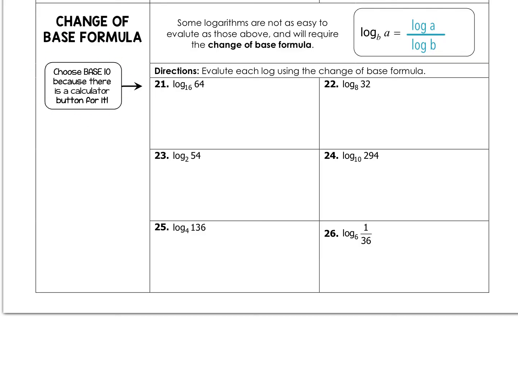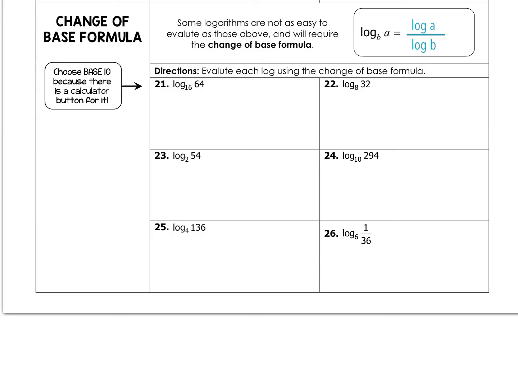And over here it says choose base 10 because there is a calculator button for it. You will need your calculators for these using the change of base formula because we're going to get some decimals. And anytime that you do get a decimal, I want you to round it to 4 decimal places. That's just going to be our standard. If it doesn't tell you explicitly, always go to 4 decimal places.